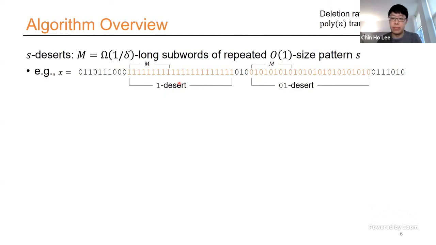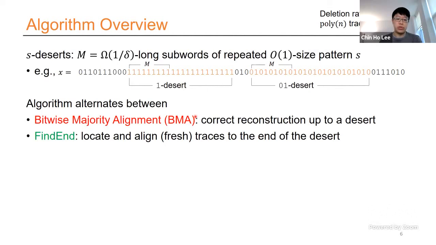So here is our algorithm. Our algorithm alternates between two procedures. One is called bitwise majority alignment, in short BMA. It will reconstruct X up to a few bits of the desert. And then the next procedure will be to find the end of this desert and then align this endpoint to some new traces. So let me give you an example.